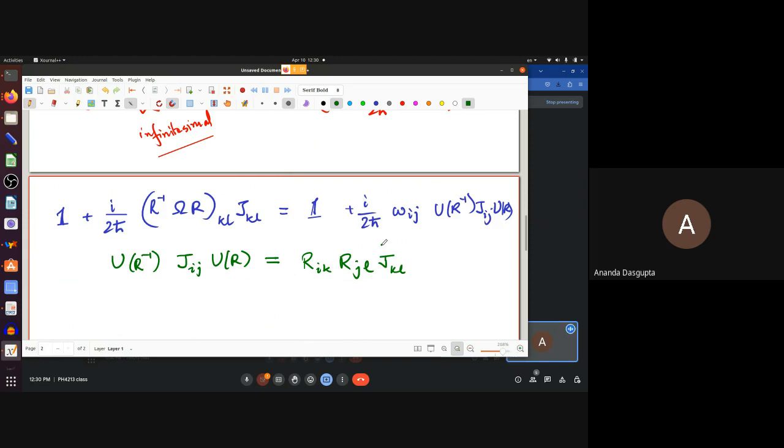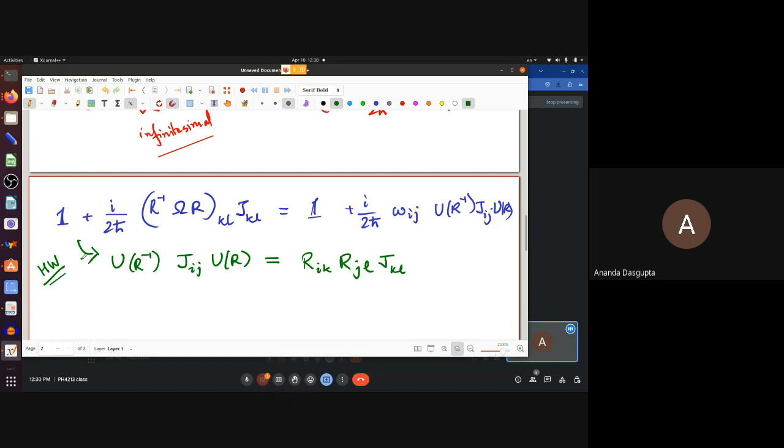I'm not going to explain where this comes from. This is something you should be able to figure out very easily, with just one thing that you have to bear in mind: these R's are orthogonal matrices. That's important. So R inverse is the same as R transpose. That's homework, how to go from here to here.